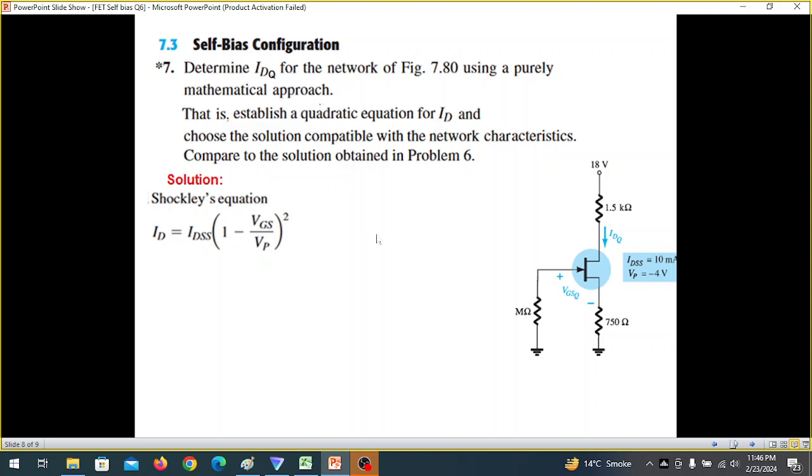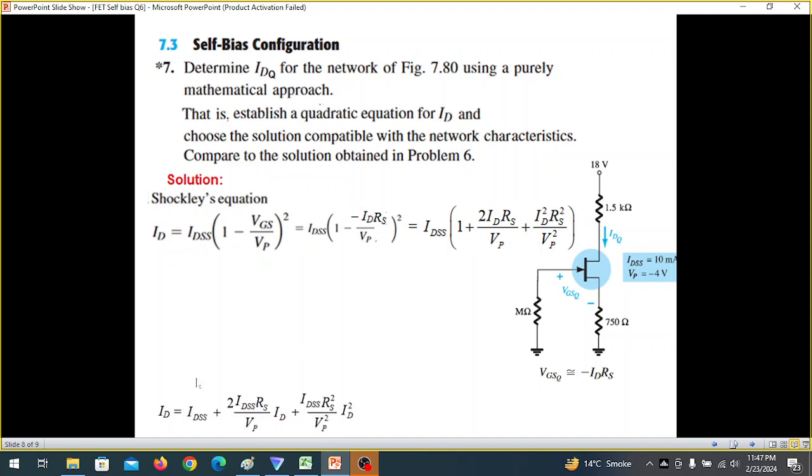We start with the Shockley's equation, obviously. Now VGSQ is minus IDRS. This is the network equation from here. So for VGS, we can put minus IDRS from here. The VP remains the same. And this we can open, the whole square. Now we multiply by IDSS. We get this term.